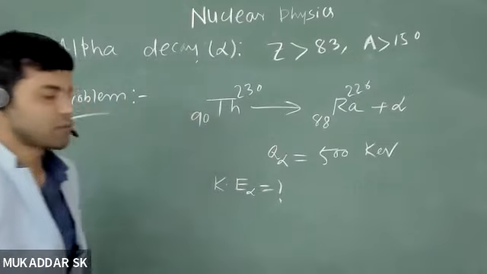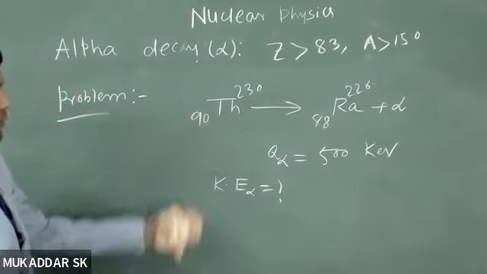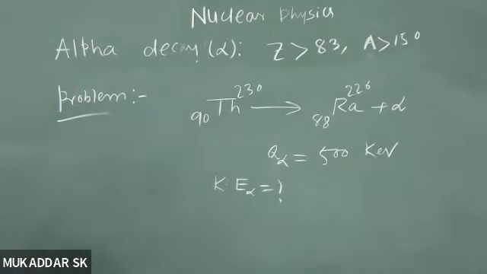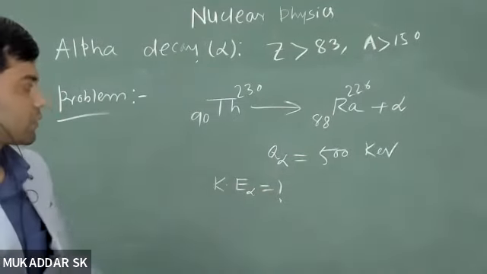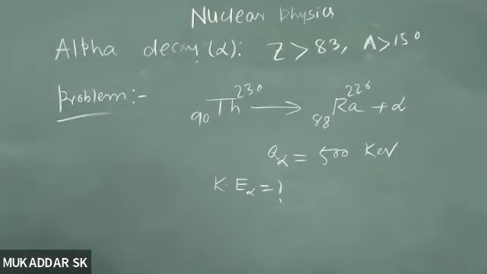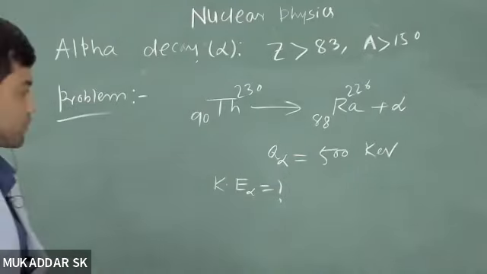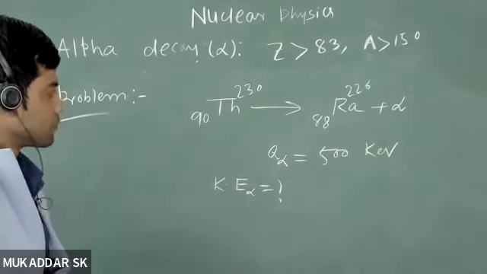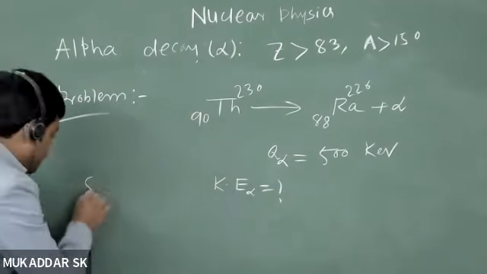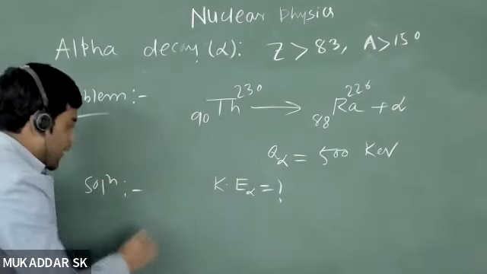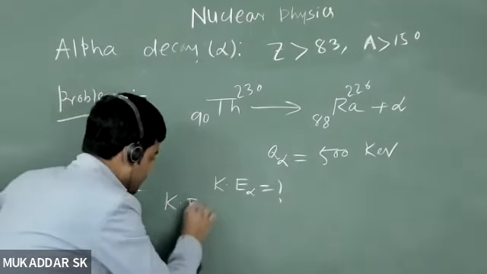See, this is a 5 marks question. How simple it is! The decay process is given, the Q value is given. Understood now? They ask you the kinetic energy of the emitted alpha particle. It's a very simple question, it was a 5 marks question. So I'll do that. So the kinetic energy of the emitted alpha particle will be how much?